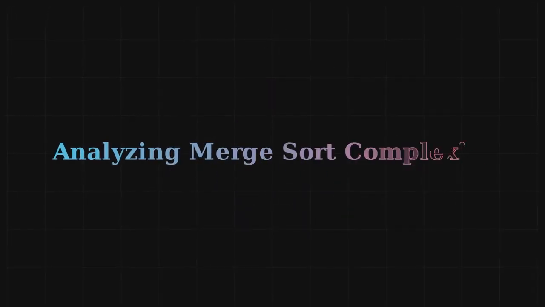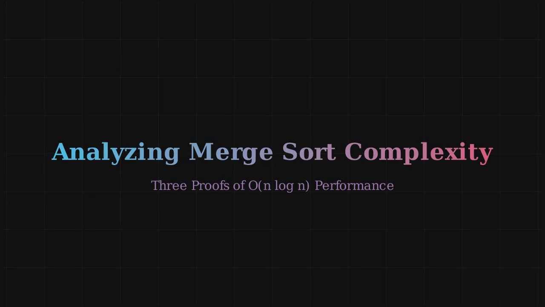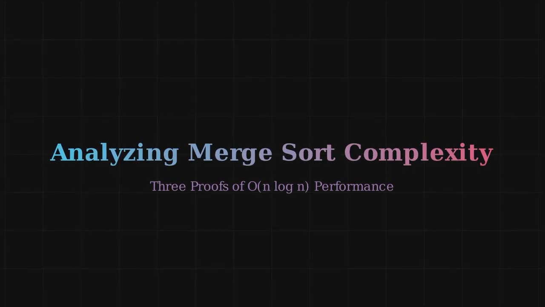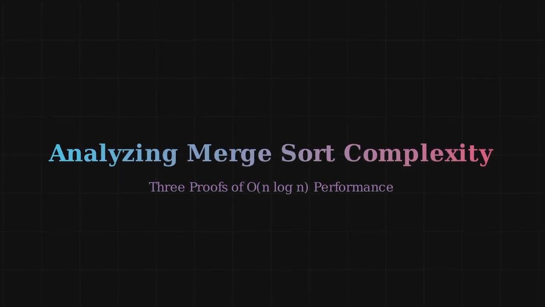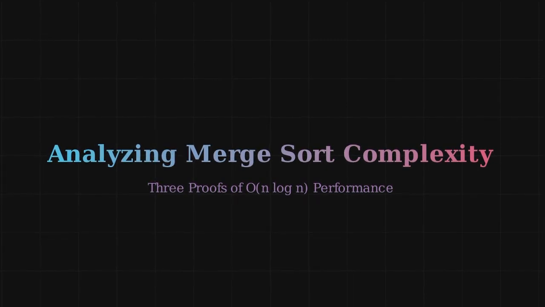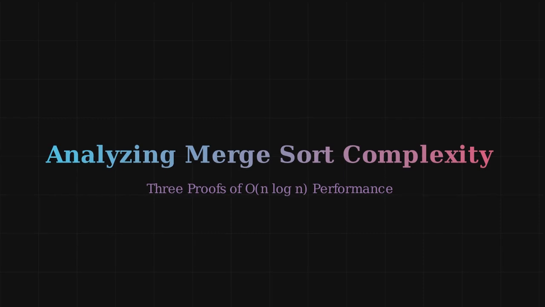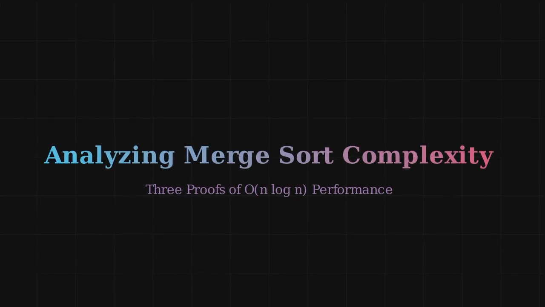Merge sort is a classic divide-and-conquer algorithm. But how do we rigorously analyze its time complexity? We will prove its runtime using three distinct methods: the Master Theorem, recursion trees, and algebraic expansion.